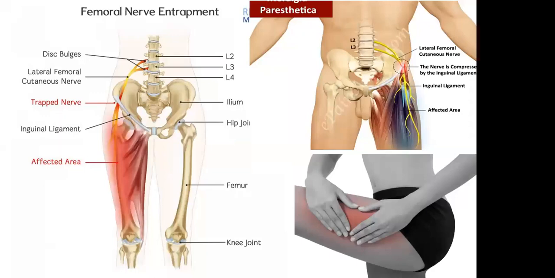Here we can see the diagram of the affected area, where the nerve is being affected and where the patient is feeling the pain. And for the first slide, we can see how the nerve is being trapped under the inguinal ligament. We can see how the nerve is being trapped.